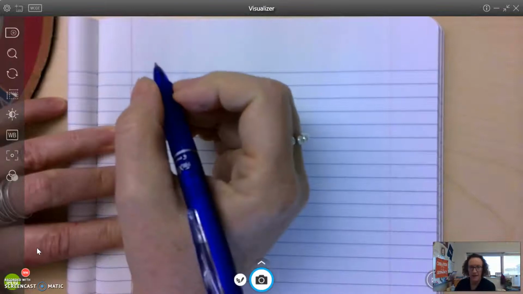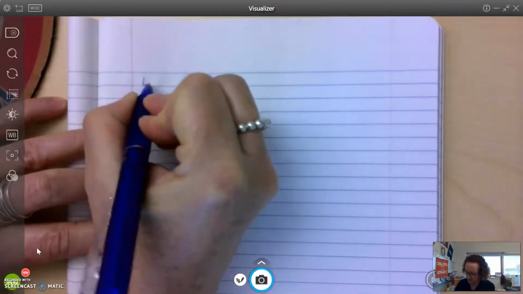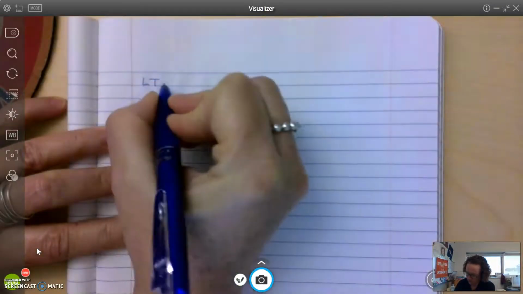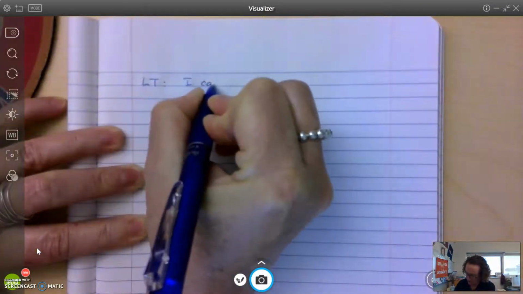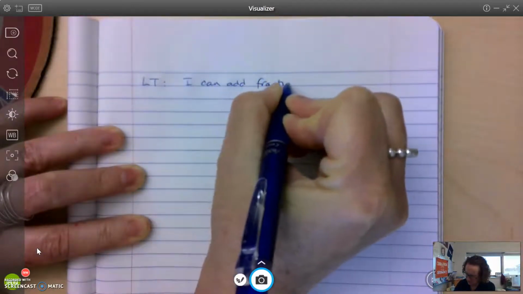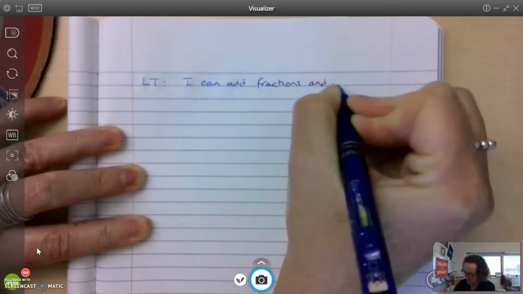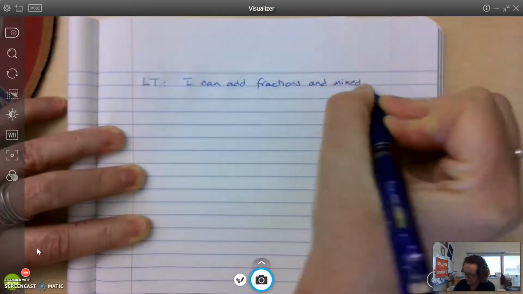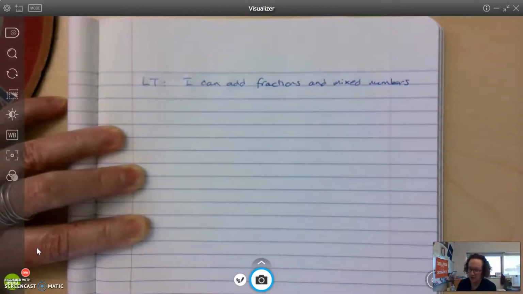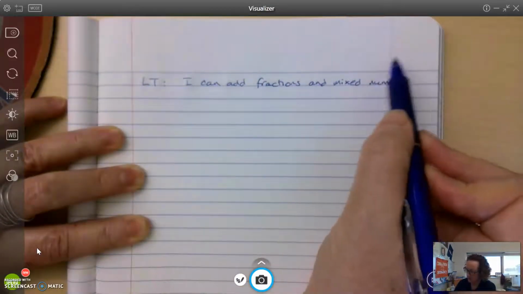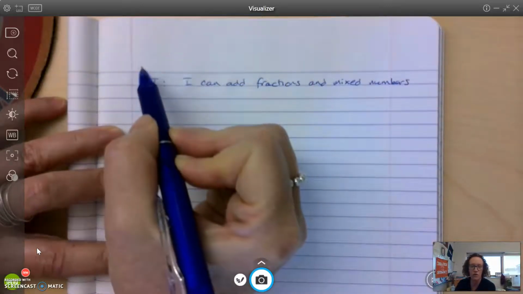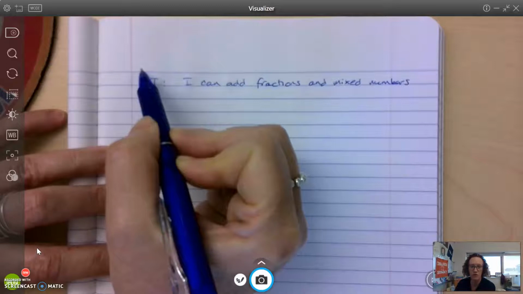Today's lesson is about adding fractions and mixed numbers. So on my next blank page of my math notebook, I'm going to write the learning target: I can add fractions and mixed numbers. I'm also going to include in my notes the date, either in the upper right-hand corner or the upper left-hand corner, whichever your teacher prefers or whichever you prefer.